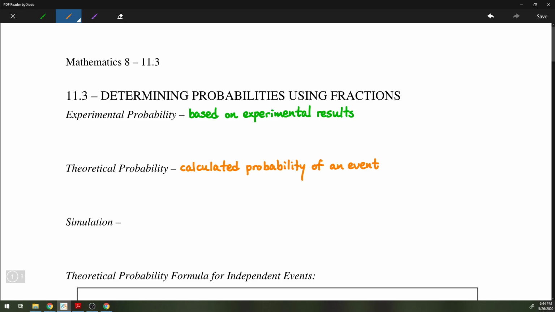Another important concept when it comes to probability is simulation. This is when we model a real situation using an experiment of some kind.